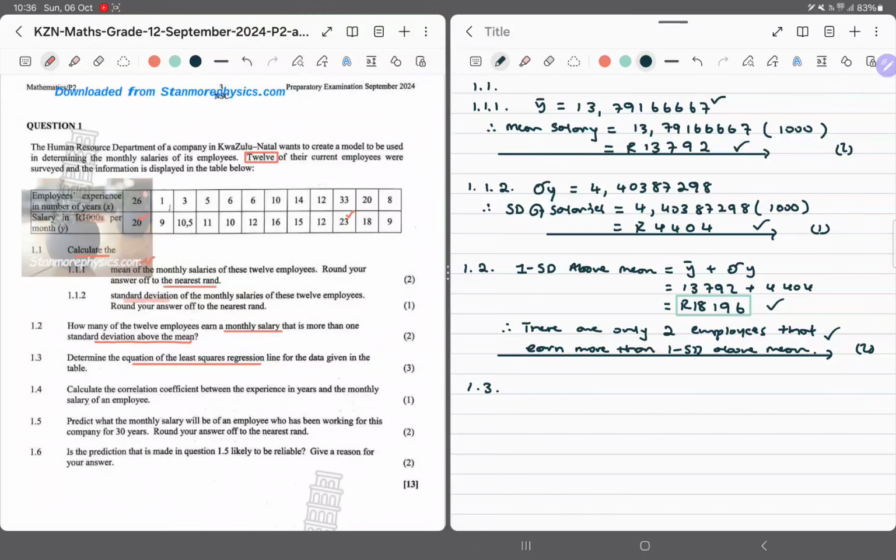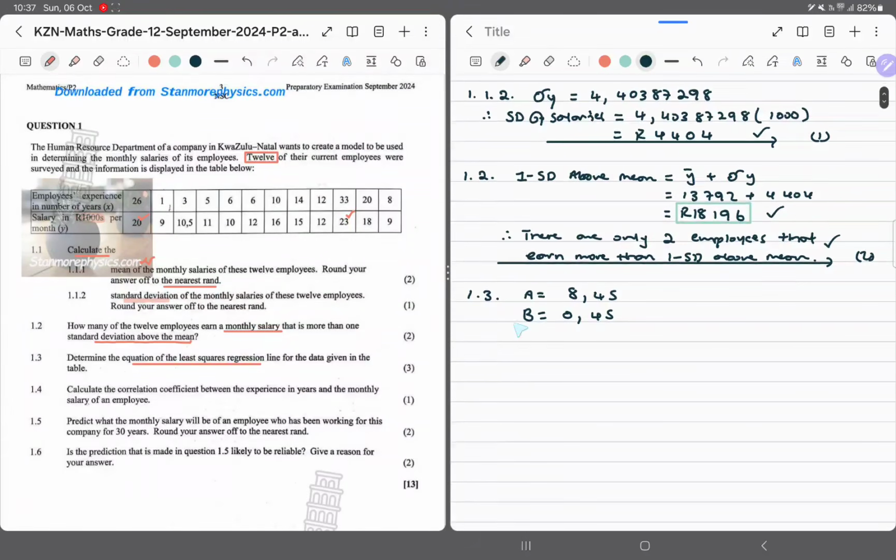1.3 says we need to determine the equation of the least squares regression line. You see, we already prepared ourselves. So all we need is to find A and find B. So we go to shift, stat. This time we choose option 5, which is regression, and we choose 1 for A. Gives us 8,45 to 2 decimal places. We repeat the procedure. Shift 1, option 5 regression, and then we choose option 2 for B. This is 0,45. Okay, great.